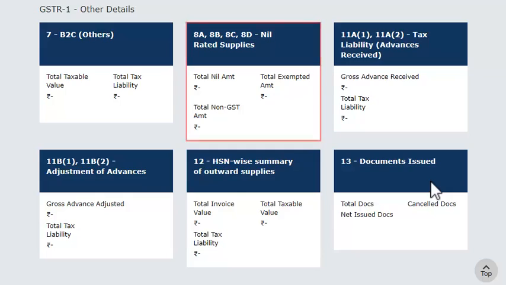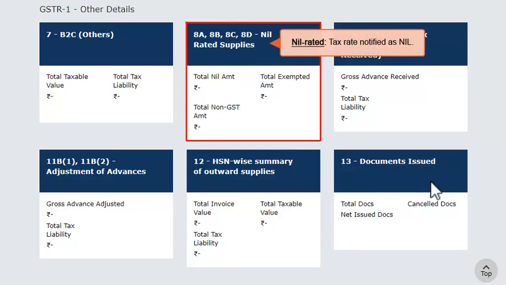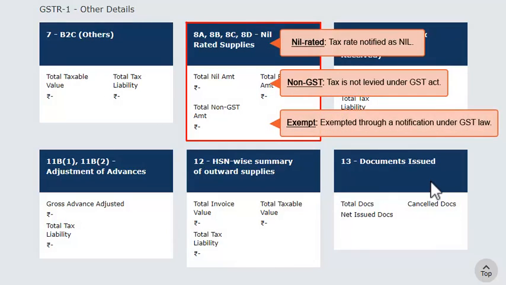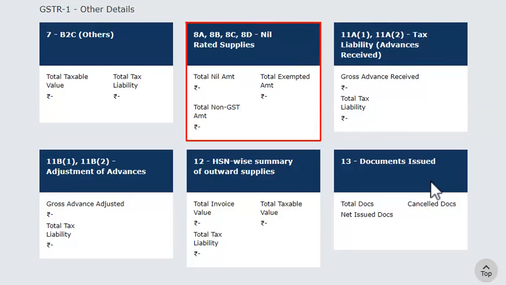GST has provisions for declaring nil-rated, non-GST and other exempt supplies. Nil-rated are those supplies for which the tax rate has been notified as nil. Non-GST are those supplies on which the tax is not levied under the GST Act, such as for supply of wine, beer, land, etc. Whereas other exempt supplies are those supplies which have been exempted through a notification under the GST law. While all these supplies carry a zero rate of tax, all these supplies must be captured separately in GSTR1. Click the nil-rated supplies block to open its field as shown.